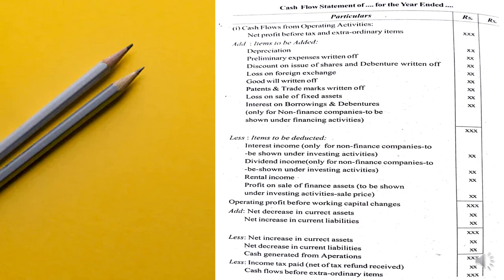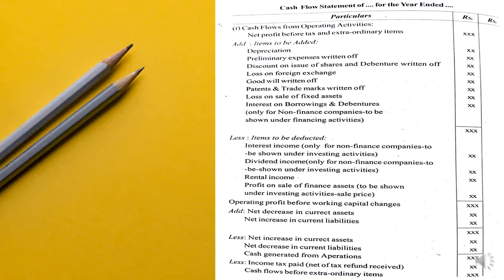AS3 revised requires that the cash flow statement should be presented in a manner that highlights all the major categories of cash flow. AS3 revised has classified cash flow into three categories. As you see on the screen, we have cash flow from operating activities, and there we have net profit before tax and extraordinary items. With that you should add certain items like depreciation, preliminary discount, loss, goodwill written off, patent and trademark written off, loss on sale of fixed asset, interest on borrowings and debentures, etc. You will be getting one total.